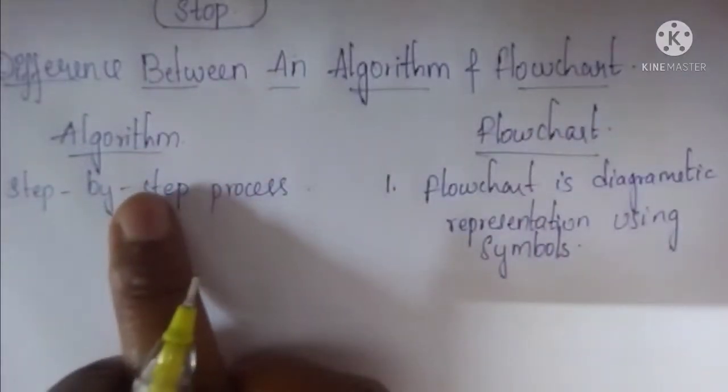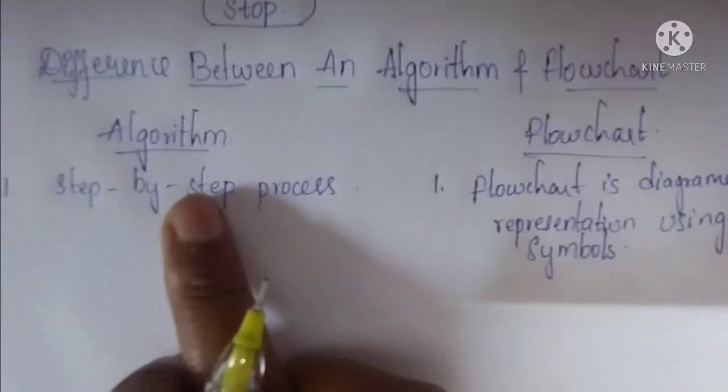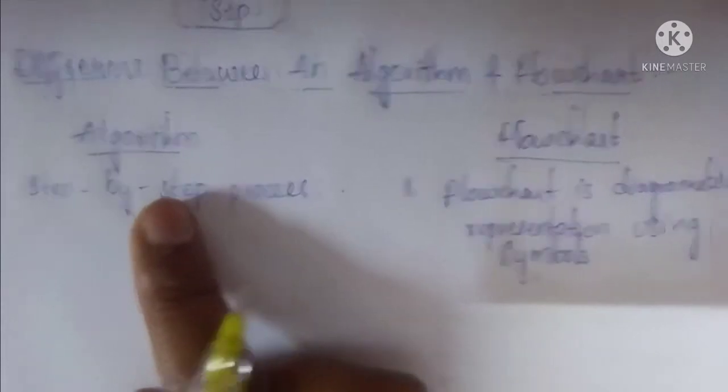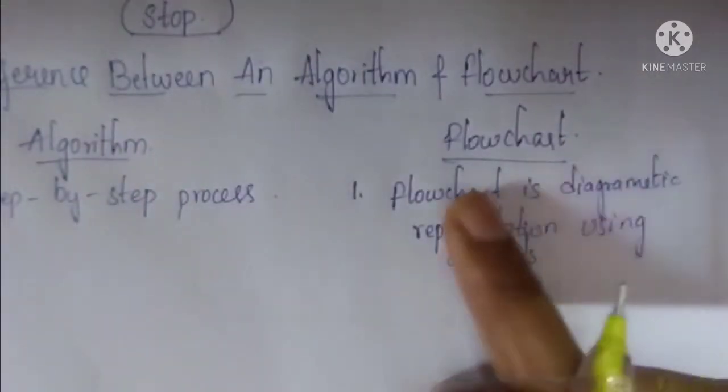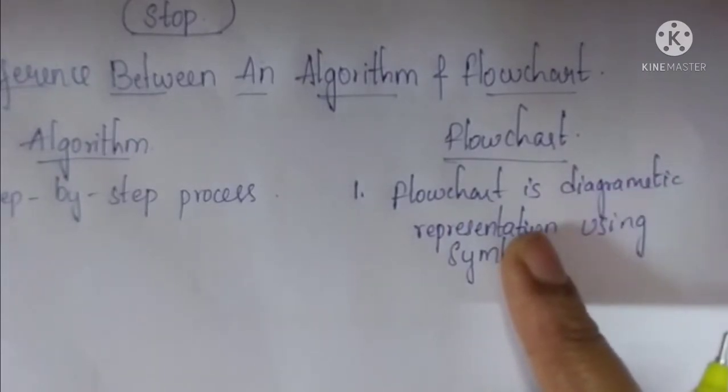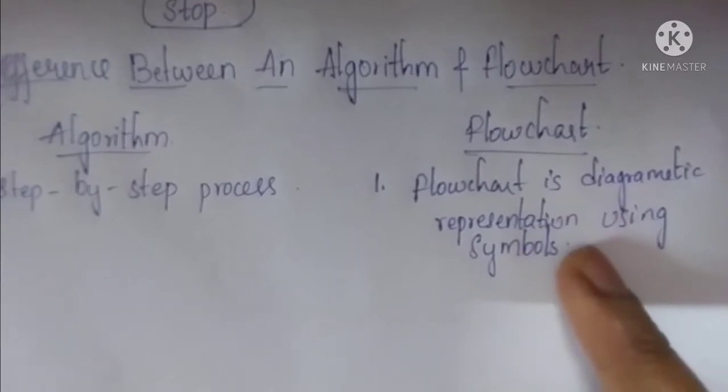An algorithm is a step-by-step procedure, where we use the step 1, step 2, step 3 procedure. Coming to the flowchart, it is a diagrammatic representation of an algorithm using different types of symbols.